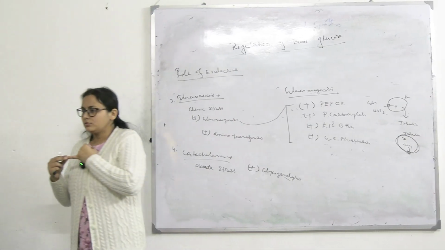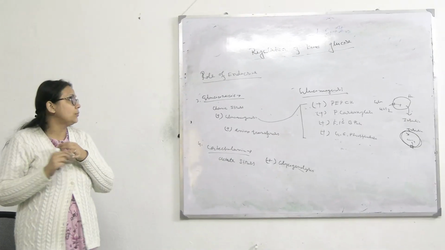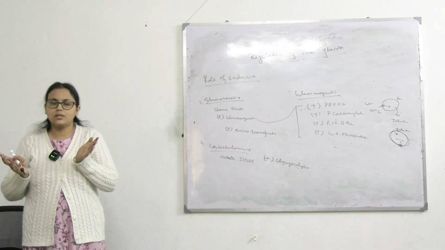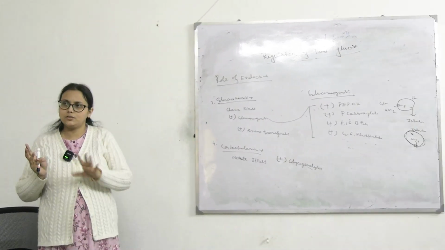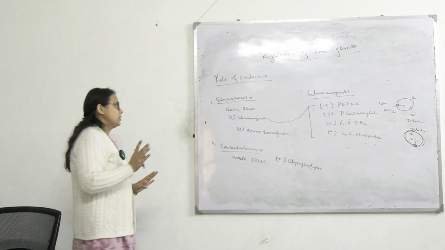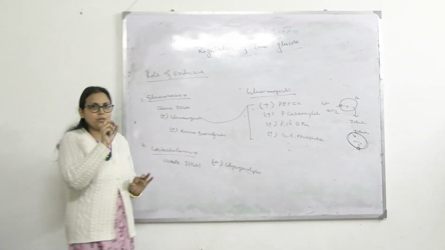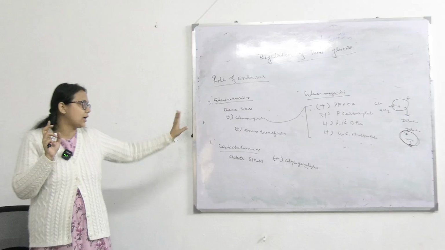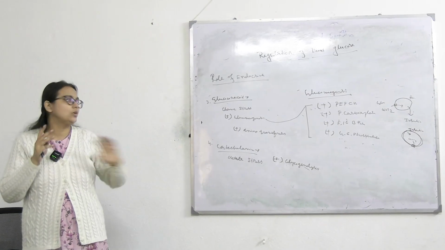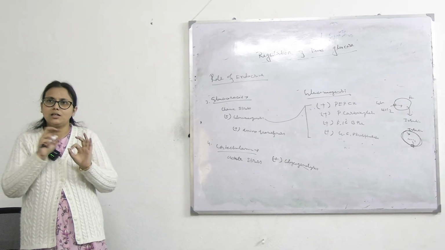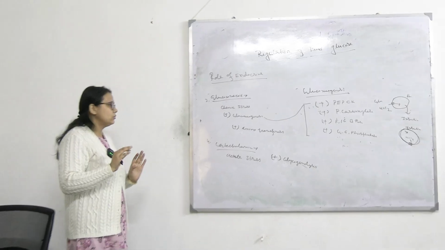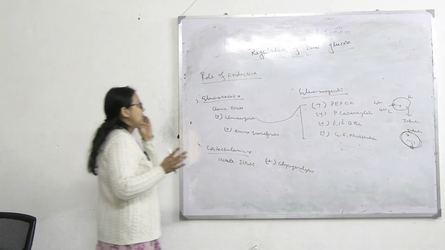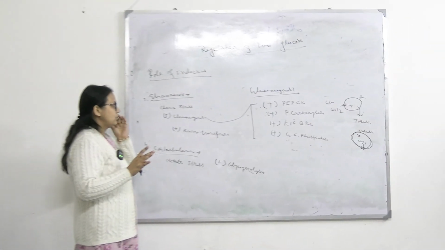Regulation of blood glucose can come as a long question, then you have to write all the things. Or it may come as a short note, then you just mention the headings, all the headings you must mention, and write the things in brief, with no need for detailing of the enzymes. Just read in brief. Short note is 5 marks. Yeah, and this is all for today.